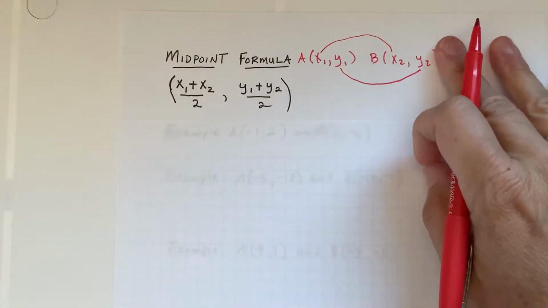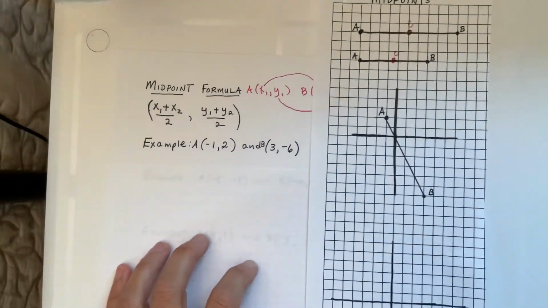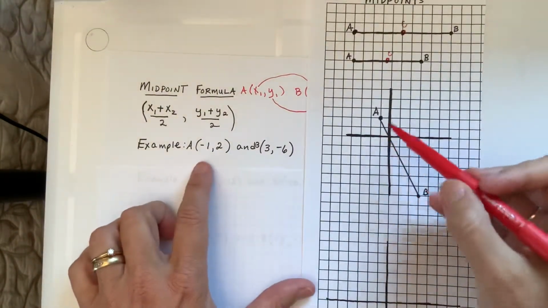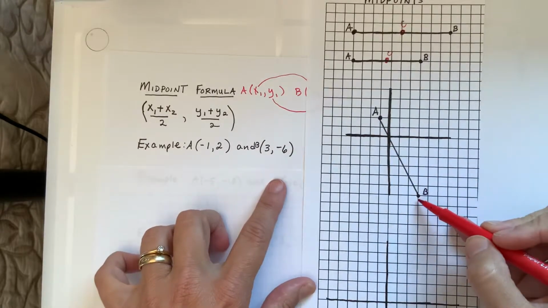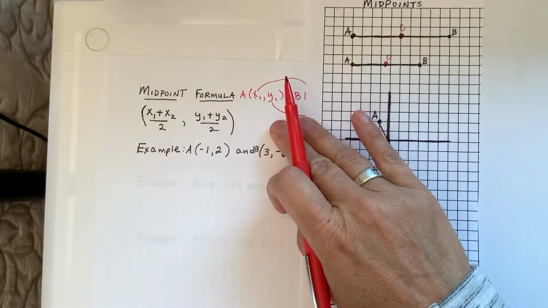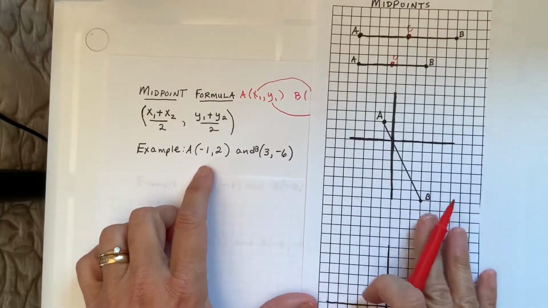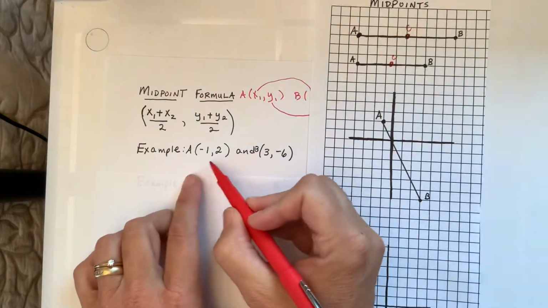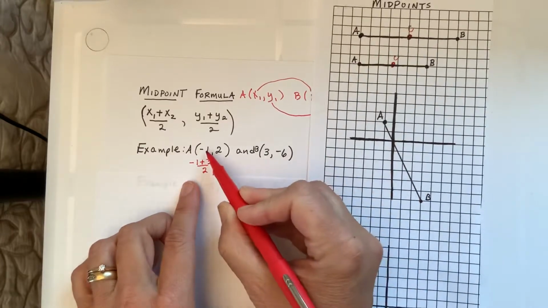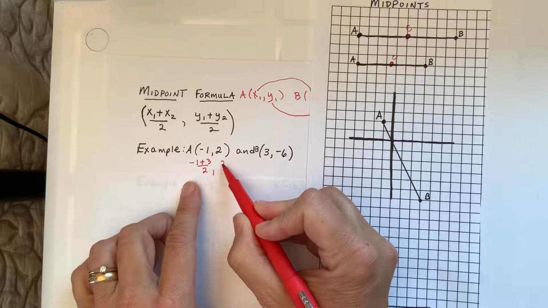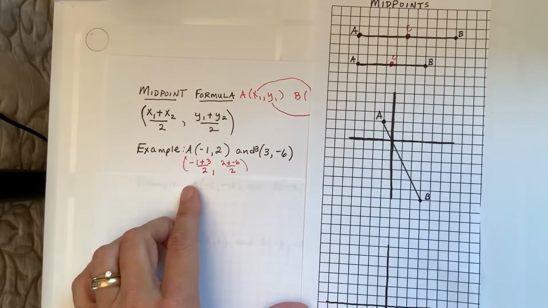So the picture that we just showed you, if I can pull this up side by side here, has the points -1, 2, and 3, -6. And if I want to find the midpoint using the formula, what I'm going to do is find the average of the 2 x values and the average of the y's. So I'm going to have -1 plus 3 over 2, because there's your x and your x. And I'm going to have 2 plus -6 over 2. That's going to be my midpoint.